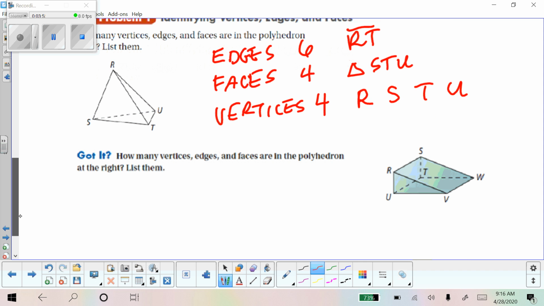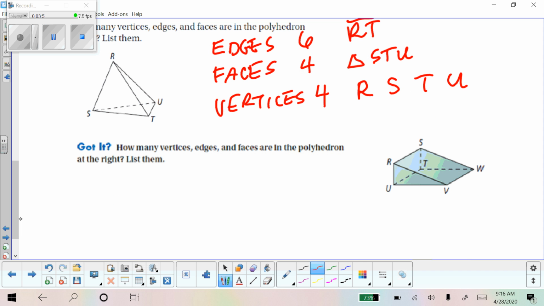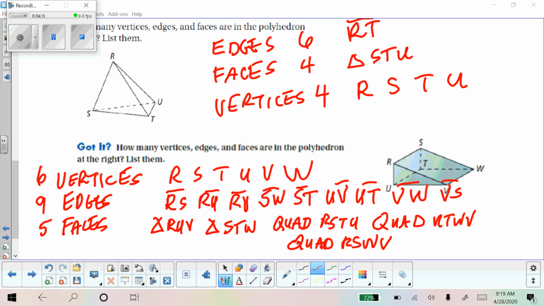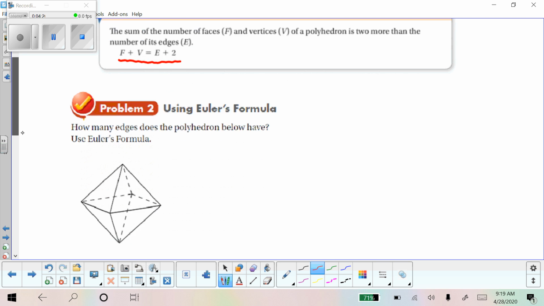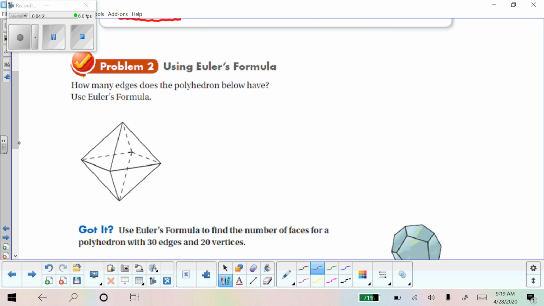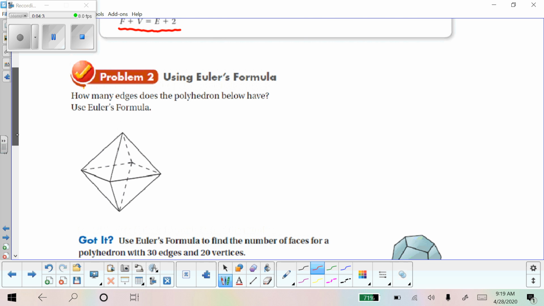All right, why don't you do the next problem? See if you can figure out how many vertices, edges, and faces there are and list them. All right, so here they are. You should have got 6 vertices, 9 edges, and 5 faces. All right, so here's the concept. The number of faces plus the number of vertices is equal to the number of edges plus 2. You can verify that on the last couple problems we did, but it is true. So we're going to use that and figure out how many edges by using the formula.